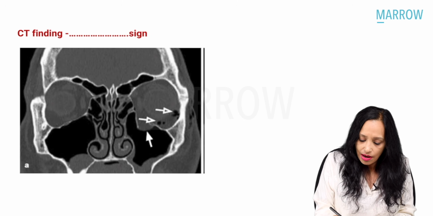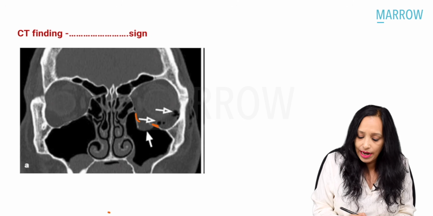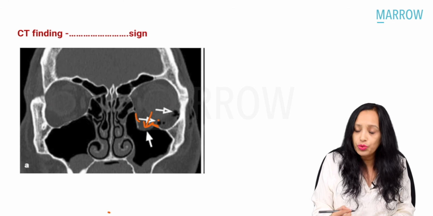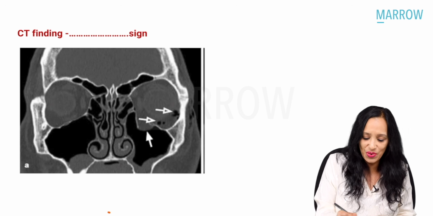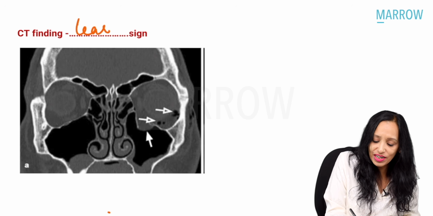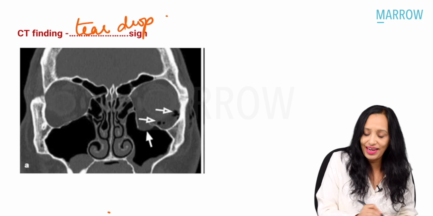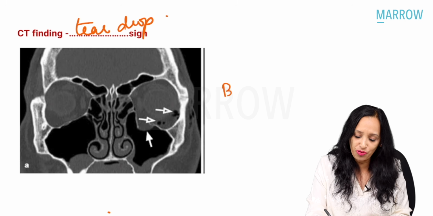Yes, so this is a very important CT that is repeatedly asked. What are you seeing? We are seeing that the floor of the orbit has ruptured and the orbital fat is protruding into the maxillary sinus like a drop of tear. This is known as the teardrop sign. Teardrop sign, and this is seen in, yes, blowout fracture of the orbit, blowout fracture.